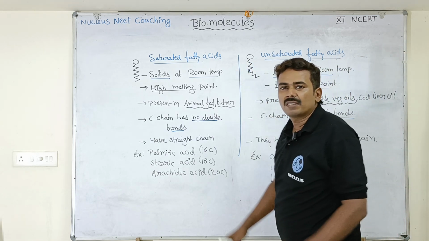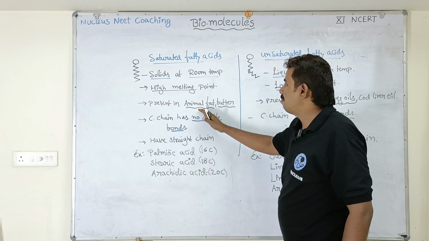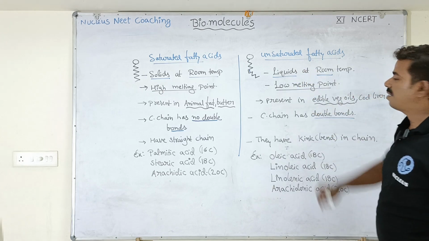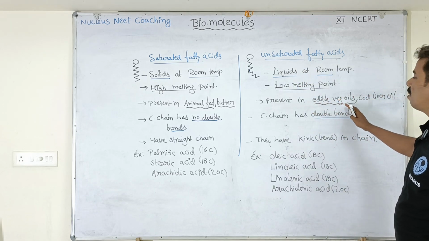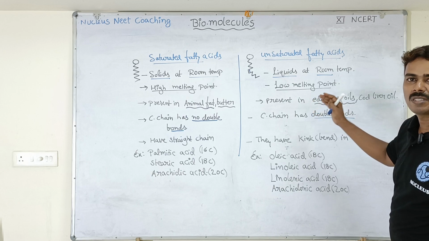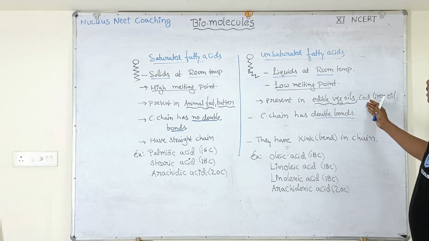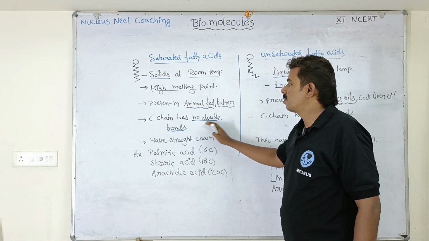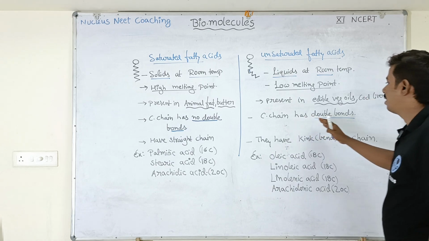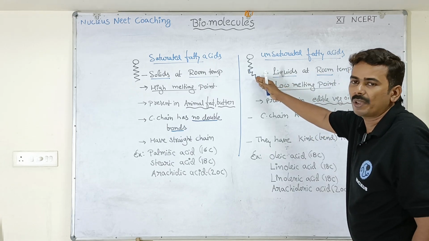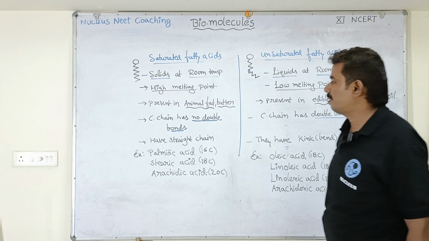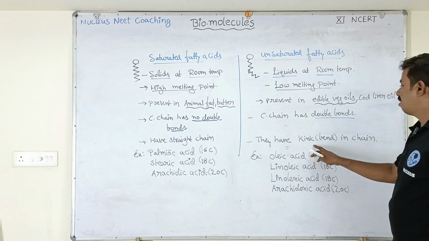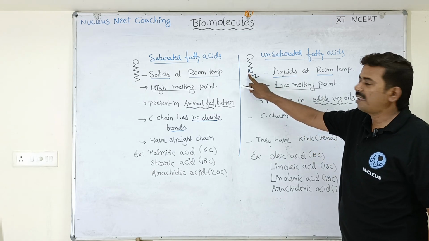Saturated fatty acids are animal in origin. They are present in animal fat, butter, and ghee, which are all animal products. But unsaturated fatty acids are present in edible vegetable oils like groundnut oil, sesame oil, mustard oil, olive oil, etc., and also in cod liver oil. Next, in saturated fatty acids the carbon chain has no double bonds, as we just discussed. In unsaturated fatty acids the carbon chain has double bonds, and that is the reason it shows a kink or bend in the hydrocarbon chain. Saturated fatty acids have a straight hydrocarbon chain, while unsaturated ones have a kink or a bend in the chain. You can see here, this is the kink or the bend.